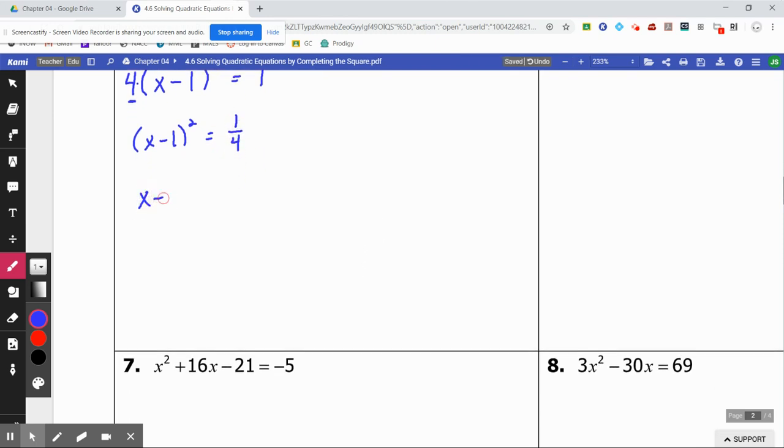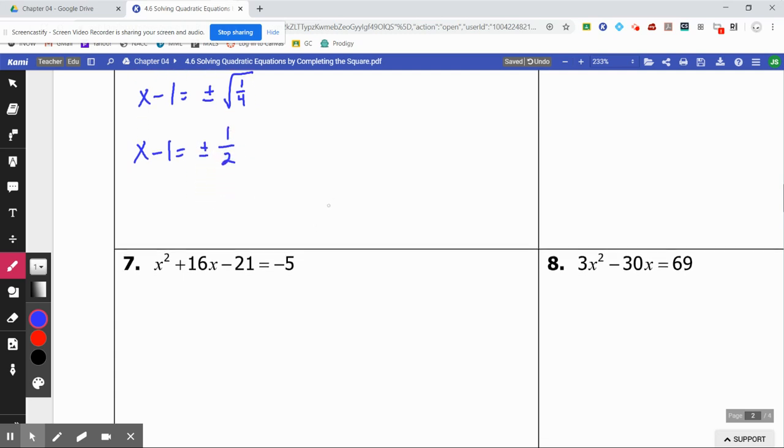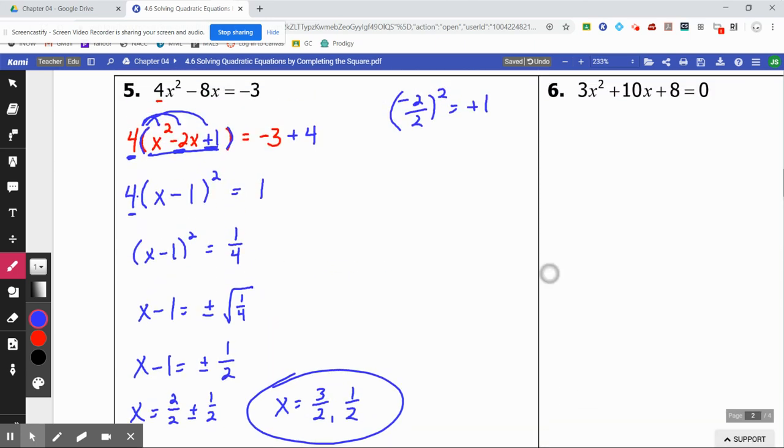Now, x minus 1, to get rid of a square, we're going to do plus and minus the square root. To square root a fraction, you square root the top and you square root the bottom. You move the 1 over, negative 1 becomes a positive 1. So here are your two answers. X equals, and you can find a common denominator if you want to. 1 is the same thing as 1 over 1, multiply top and bottom by 2, gives you 2 over 2. So 2 over 2 plus 1 over 2, which will be 3 over 2. And 2 over 2 minus 1 over 2, which is 1 over 2. There's your two answers. Number 6.